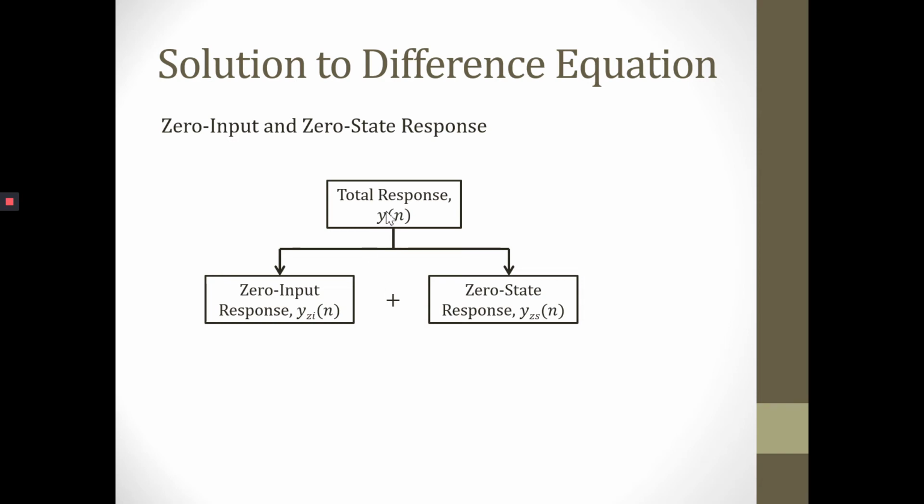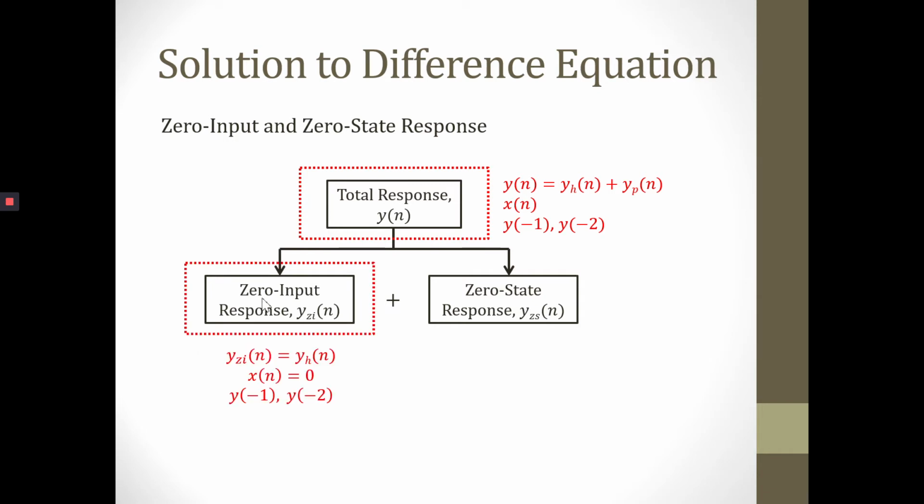Previously, we have solved the total response y[n] based on this equation: y[n] equals homogeneous solution plus particular solution. We also use the value of x[n] and the initial conditions given in the question. Next, we will try to solve the difference equation using zero input response.